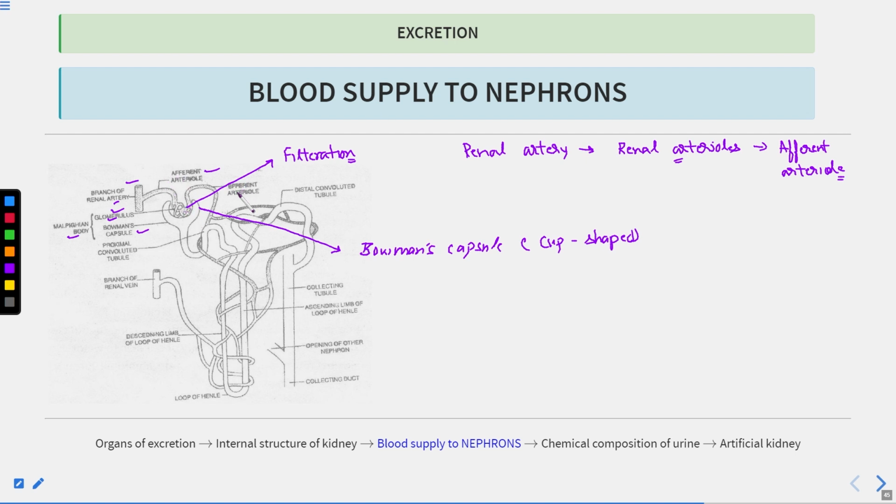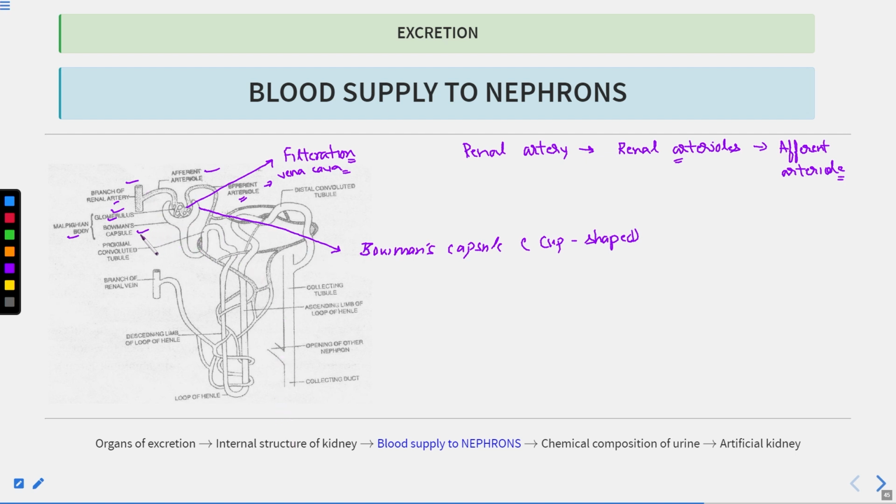Now, after the filtration, here you can see the efferent arteriole emerges out. Okay, and the efferent arteriole will in the end drain into the vena cava. Okay, this is clear. Now you can see the structure of the nephron also here.